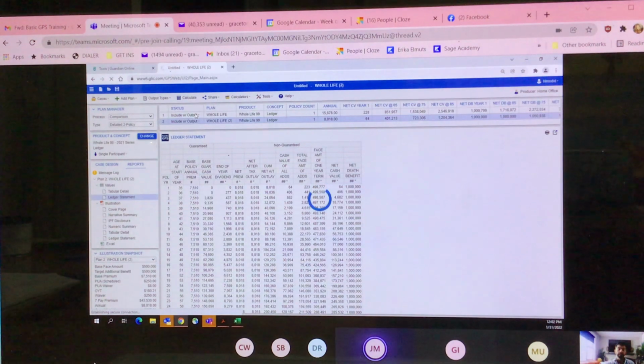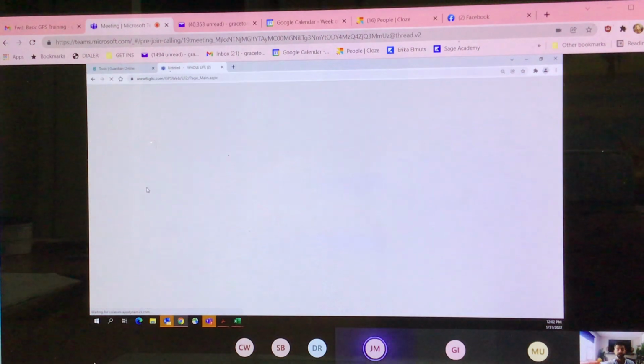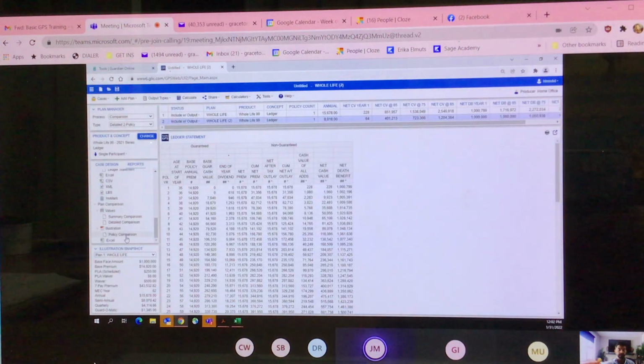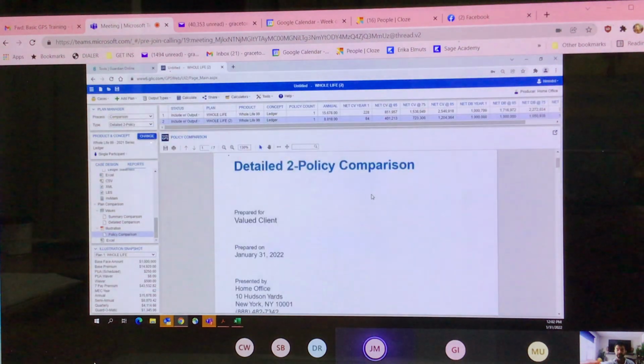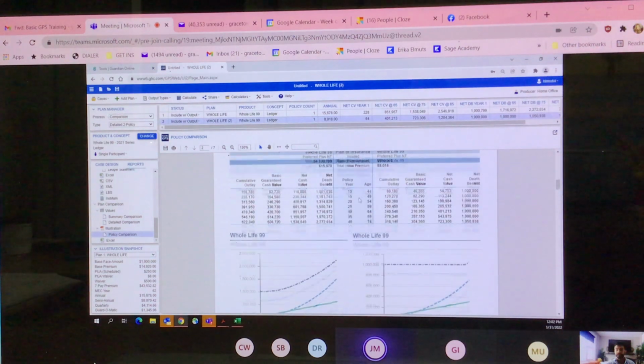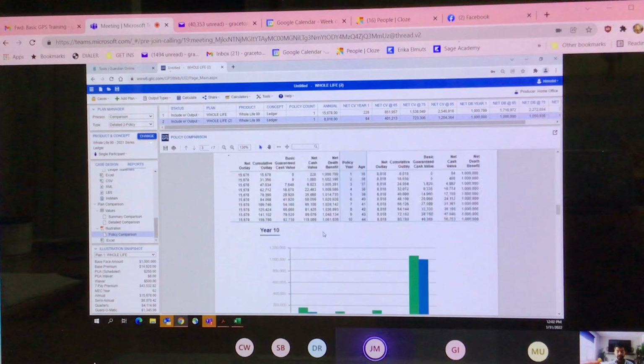We'll want to make sure this status says include with output for both, because the output being the illustration, we need to have that for each of these illustrations for it to be compliant. It gives us this really nice presentation here, policy comparison for clients, and right here we'll see at certain benchmark years, year 10, 15, 20, and so on, the comparison of what we've paid in cumulatively, what our guaranteed cash is, what our total cash is, and what our death benefit is.